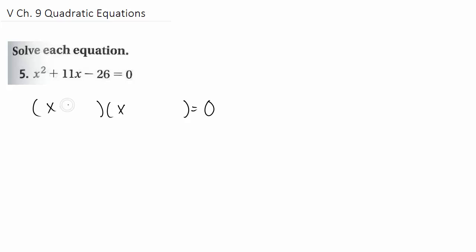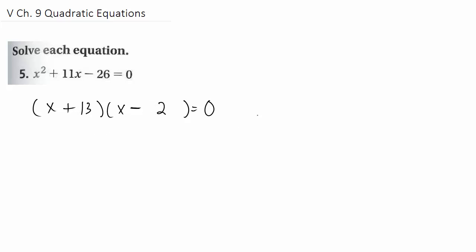So the first step, we factor. The second step, we set those factors equal to 0. So the x and x are easy. The signs are easy. I know I got a negative, so opposite signs. And you just kind of think, how do I factor 26? Well, the only way I can think of besides 26 times 1 is 13 times 2.